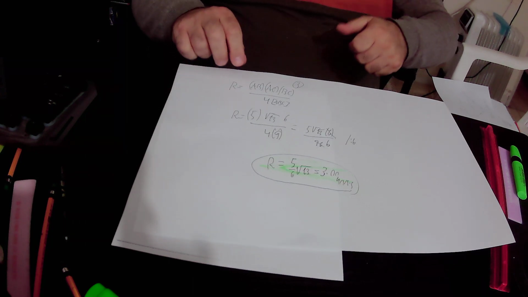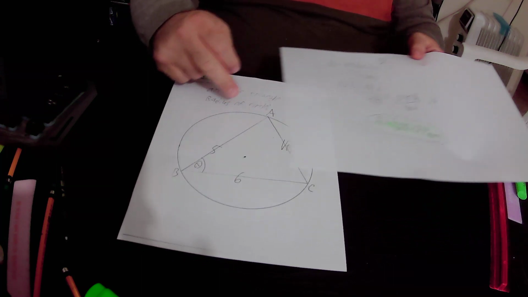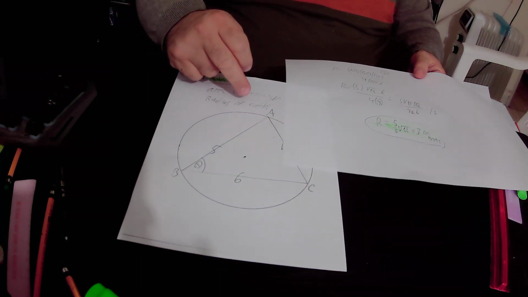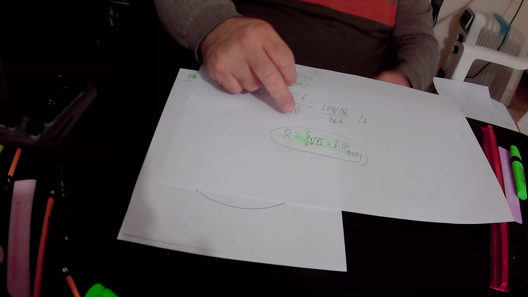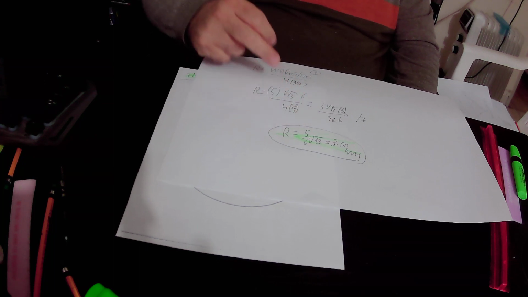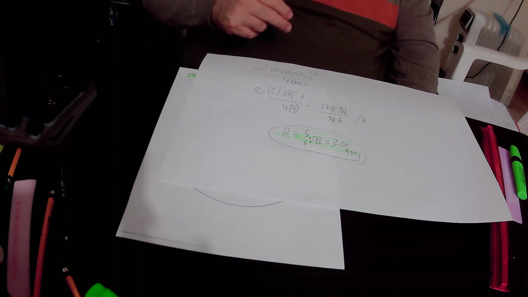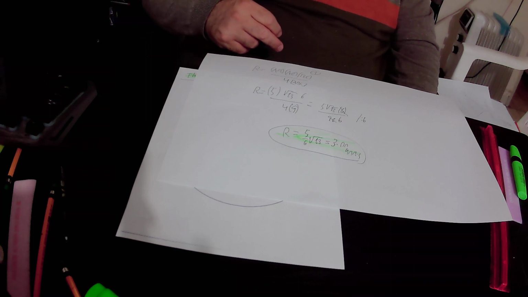So in conclusion, we found out that the radius of the circle that circumscribes triangle ABC equals 5 over 6 times the square root of 13 units, or in terms of numbers, it is equal to 3.00. That is a little bit greater than 3 units.